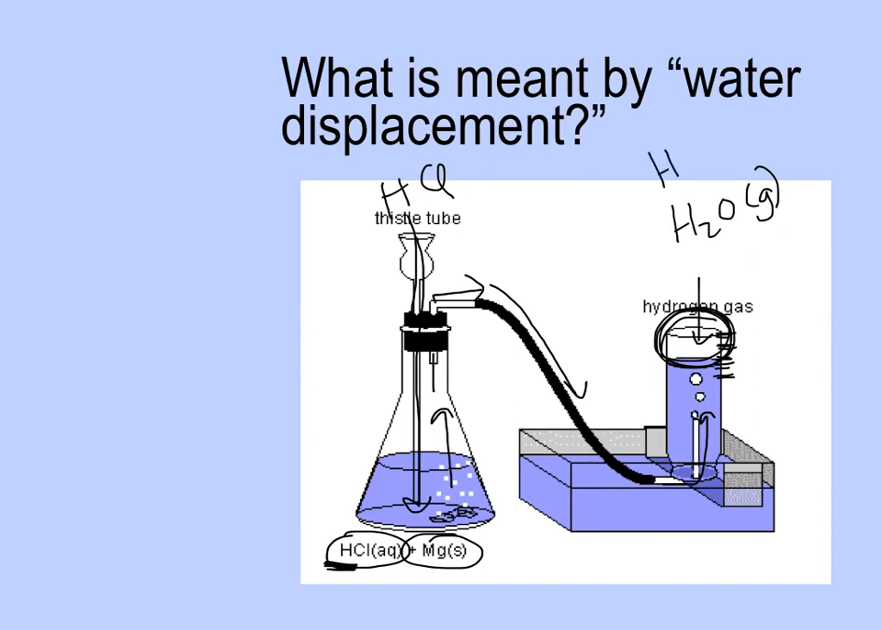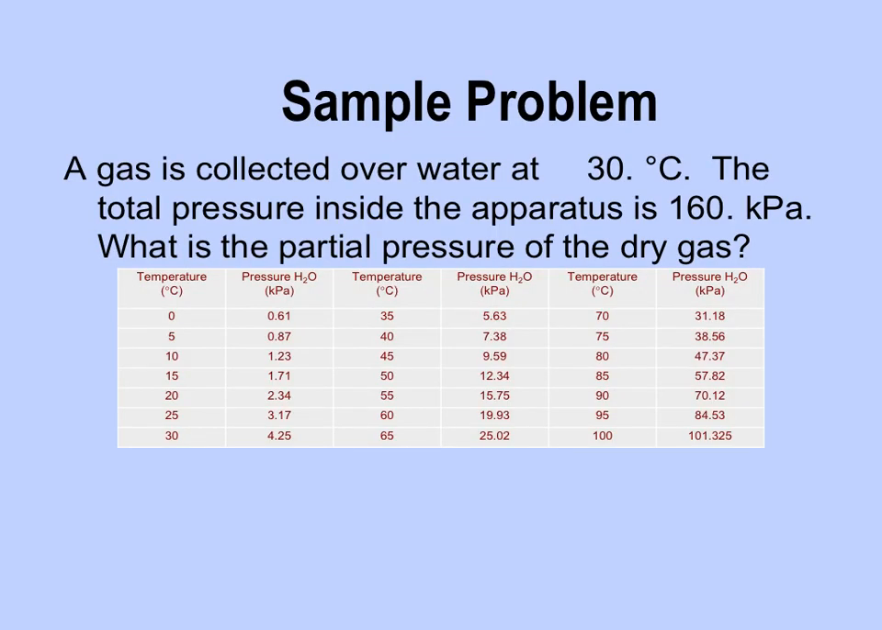So you have a mixture of hydrogen gas and water vapor in this area here. So we can use Dalton's law to calculate, because we know what the water vapor pressure is going to be in a closed container, because scientists have figured that out for us, and we can actually use a chart. So here's a sample of a problem for that. A gas is collected over water at 30 degrees Celsius. That last picture was over water, that's what it means. The total pressure inside the apparatus is 160 kPa. What is the partial pressure of the dry gas?